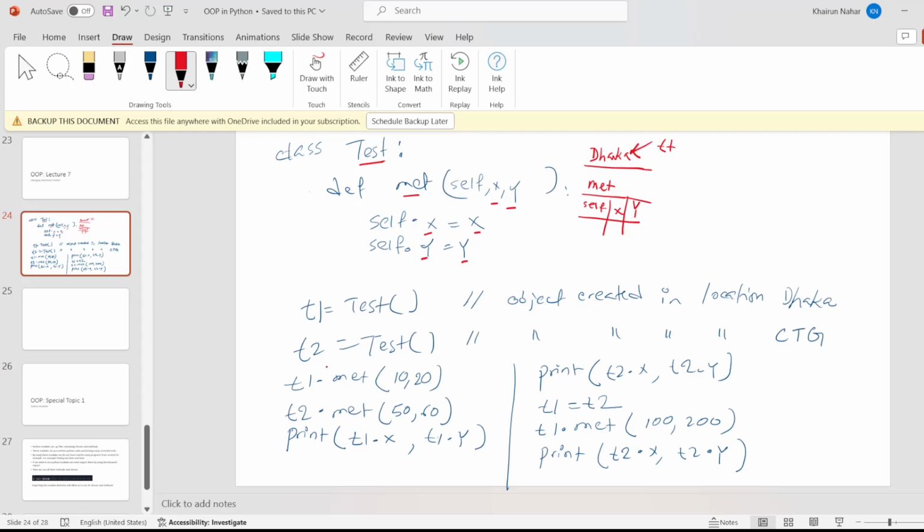Then we have a second object, and the second object is created in CTG. So we have CTG here, and inside CTG we have the exact same thing. We have a method called met, and it has three local variables: self, x, and y. And this CTG is pointed by the variable t2.